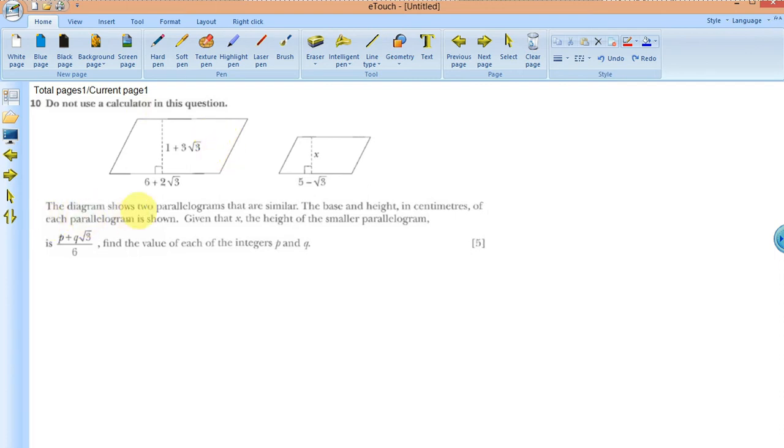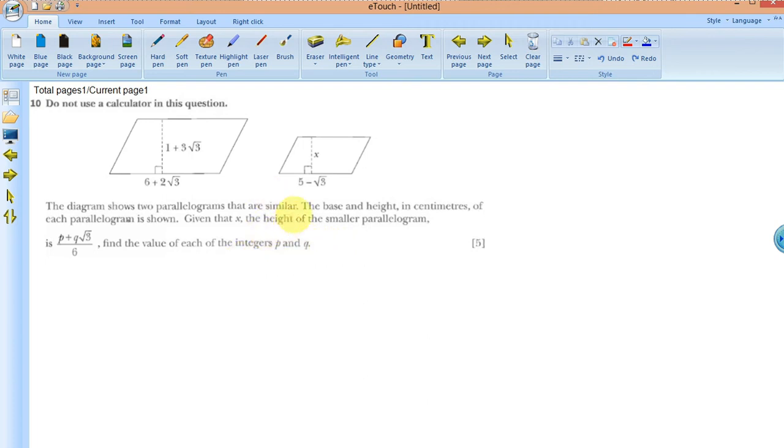The diagram shows two parallelograms. Sorry about that. The diagram shows two parallelograms that are similar. The base and the height in centimeters of each parallelogram is shown. Given that x, the height of the smaller parallelogram, is (p plus q root 3) over 6, find the value of each of the integers p and q. Okay, guys, we need to find the values of the integers p and q.